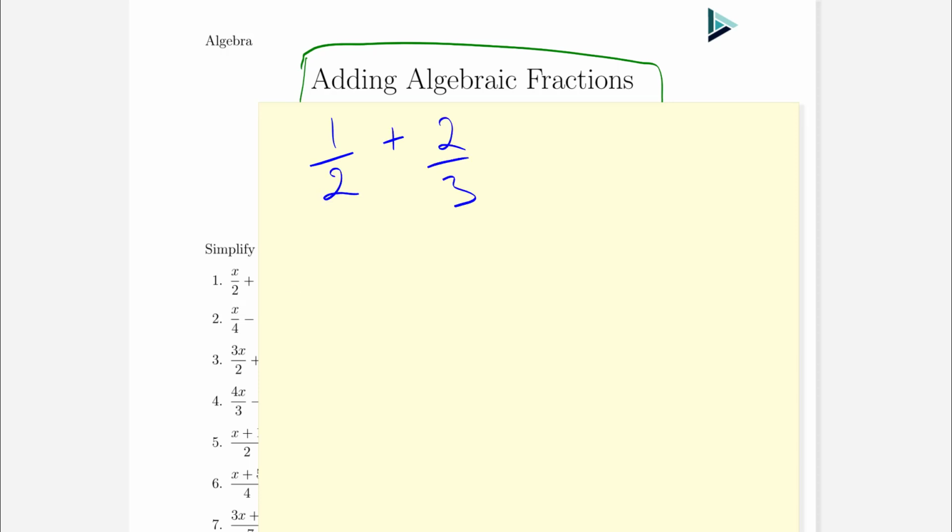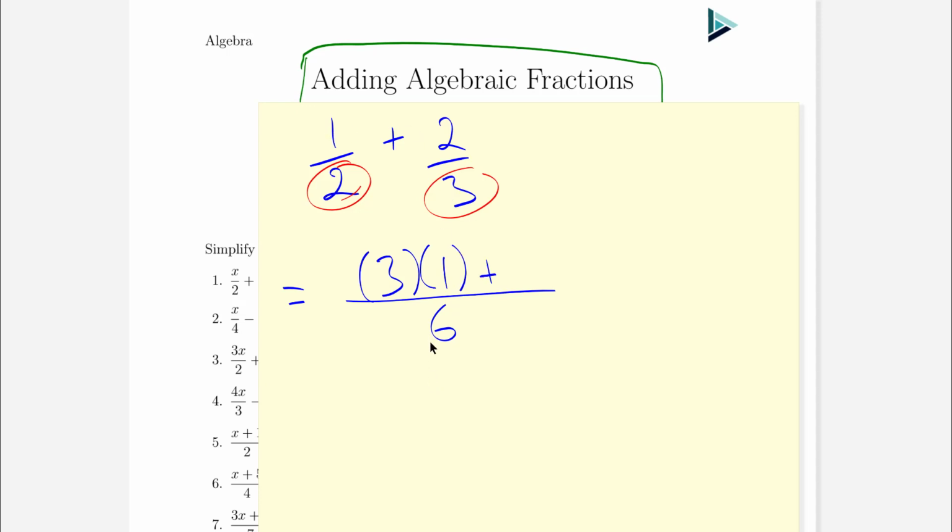What was the method? The method was you got your lowest common denominator. And our lowest common denominator was the smallest number that the denominators would divide into. So 2 and 3 are our denominators, and the smallest number that they will divide into is 6. So then we say 2 into 6 goes 3 times. So the 3 will get multiplied by this 1 up here.